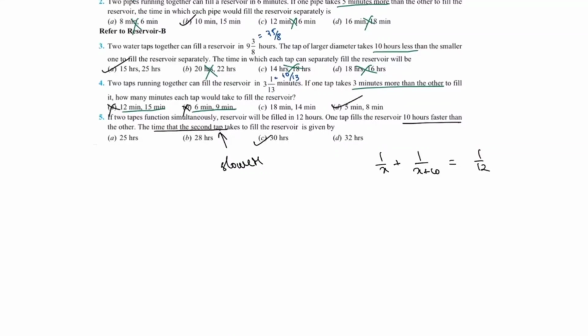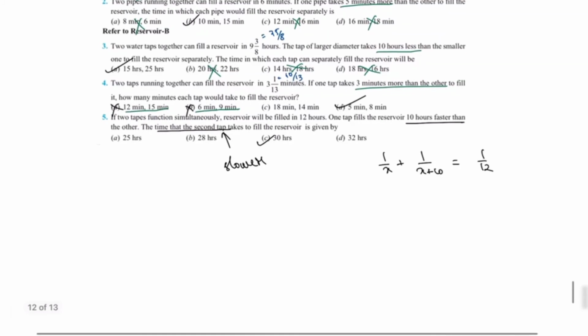Okay. So if the slower one is 30, then what is the faster one? 20. So you can quickly check that 1 by 20 plus 1 by 30. Do you get 1 by 12? Yes, we do, because this is 60 here, and 3 plus 2 by 60. So 5 by 60 is 1 by 12.